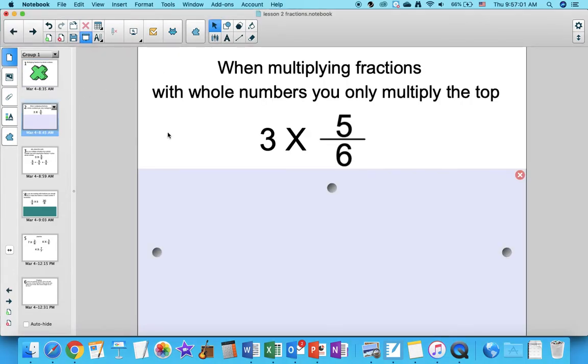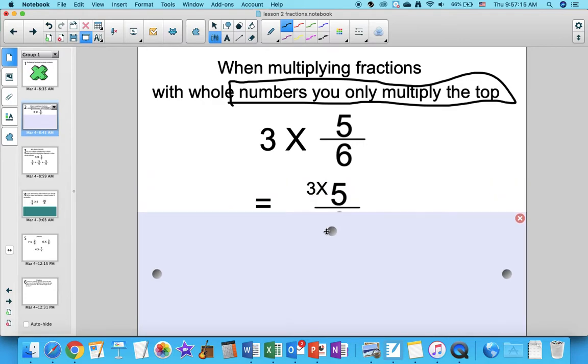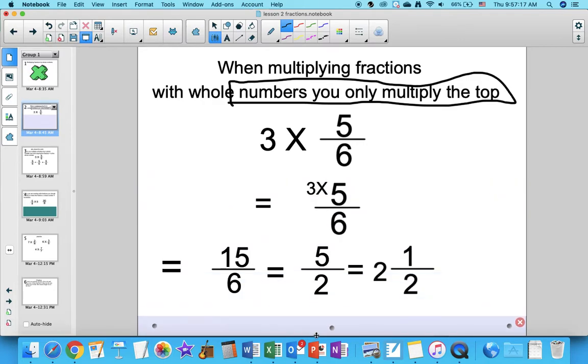When multiplying fractions with whole numbers, you only multiply the top number. You only have to do that. That's it. Right? So if I had 3 times 5 over 6, well, you just multiply the top, right? 3 times 5 over 6, you only multiply the top. So this top times this. 3 times 5 is 15, so it's 15 over 6, right?